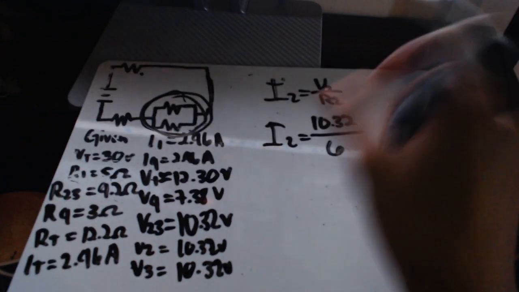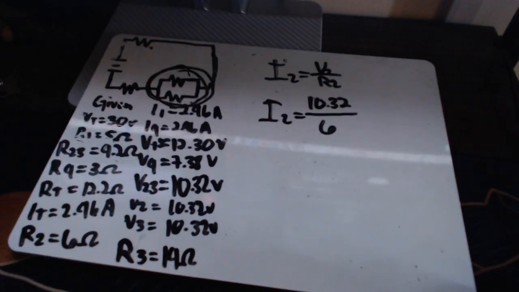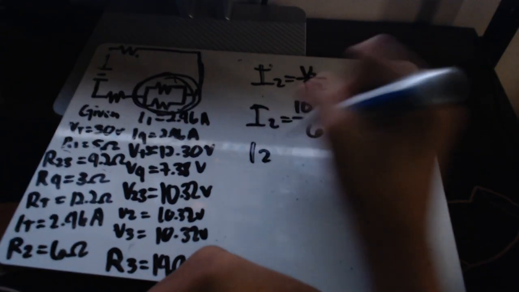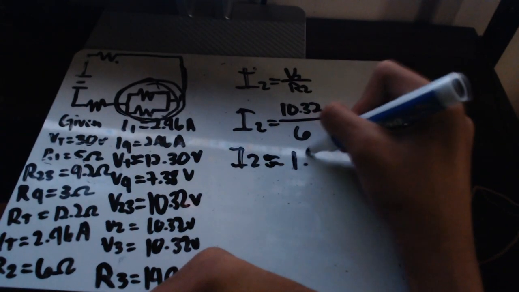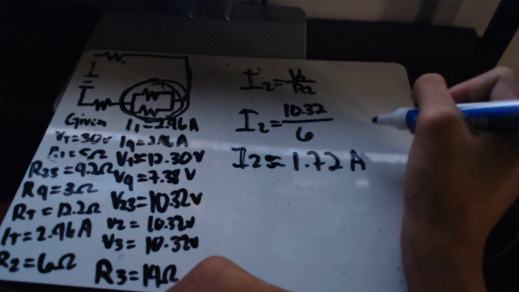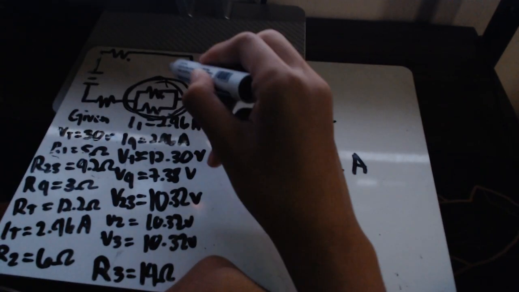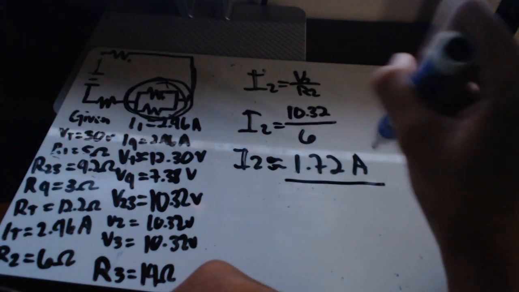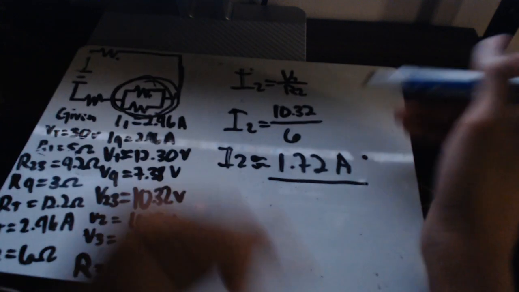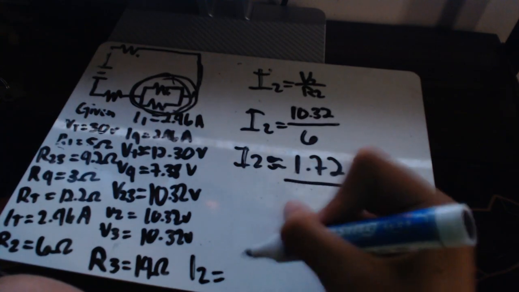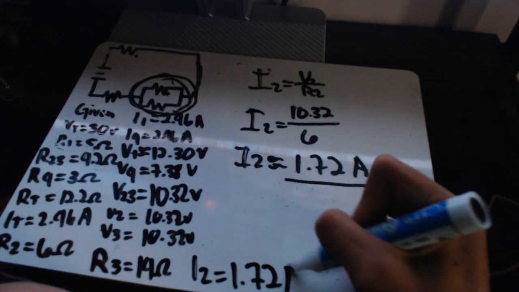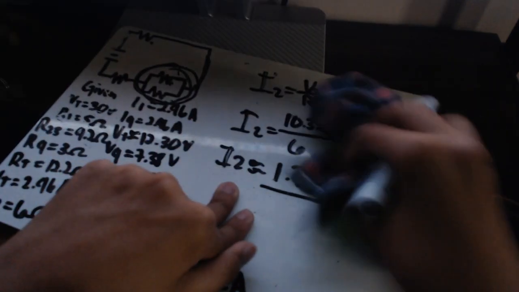As we can see, and now we have to divide it. So I2 is approximately 1.72 A. So the current running to R2 is approximately 1.72 amperes. And now we know the I2, so we put it over here. Now we remove this.